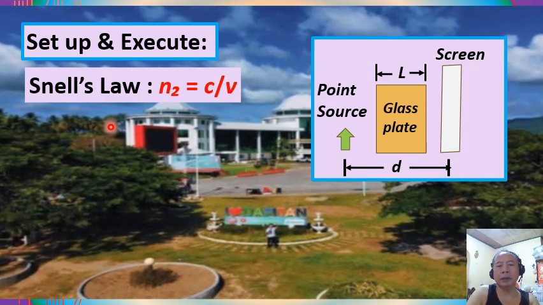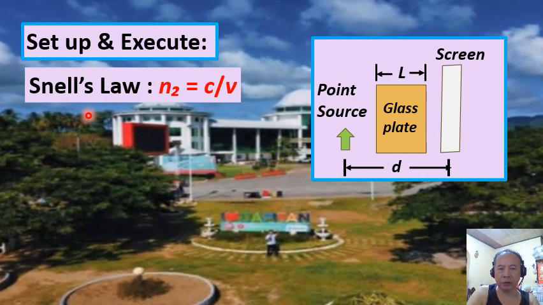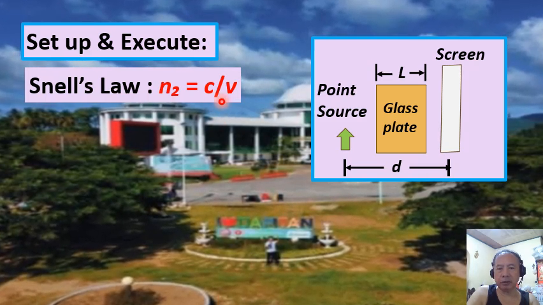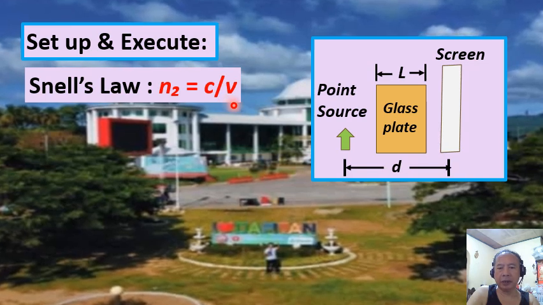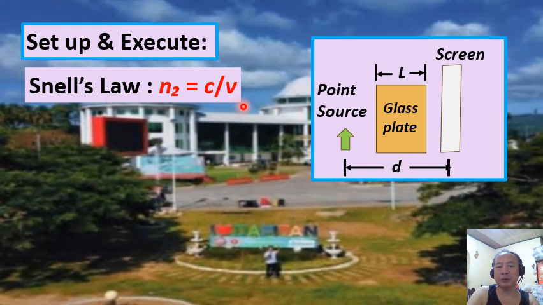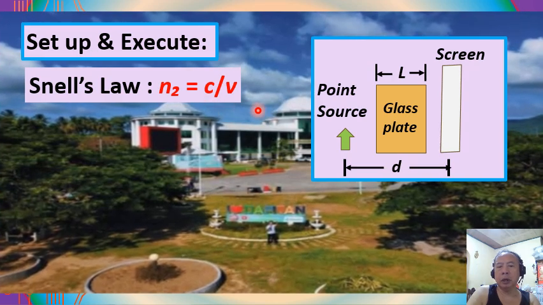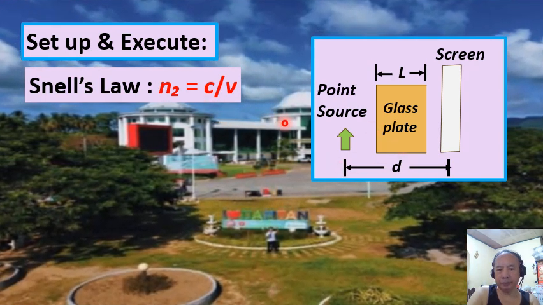One of the mathematical equations of the law of refraction of light, or Snell's law, is that the ratio of the speed of light in vacuum to the speed of light in any material medium that it passes through is equal to the index of refraction of the material medium.